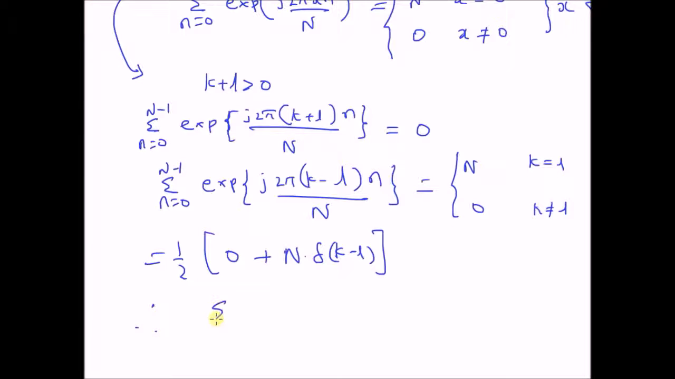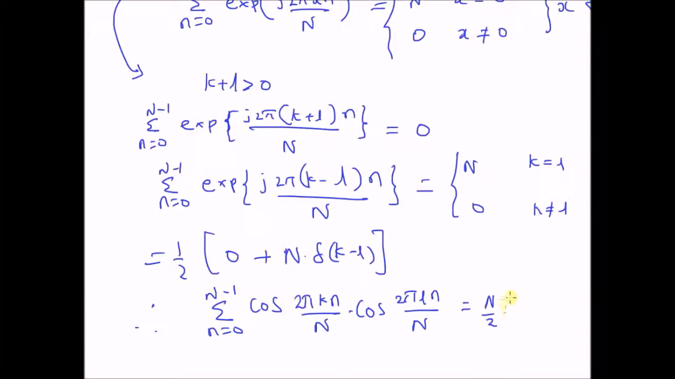Therefore, the sum n equal to 0 to N minus 1 of cosine of 2 pi kn over N multiplied by cosine of 2 pi ln over N is always equal to N by 2 delta kl, where delta kl is equal to delta of k minus l.